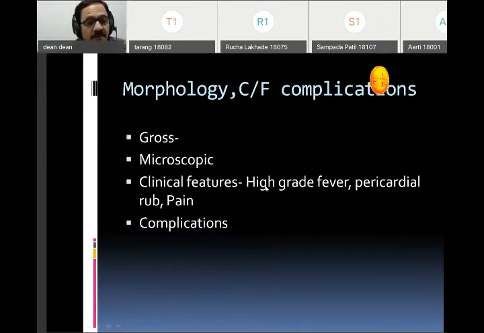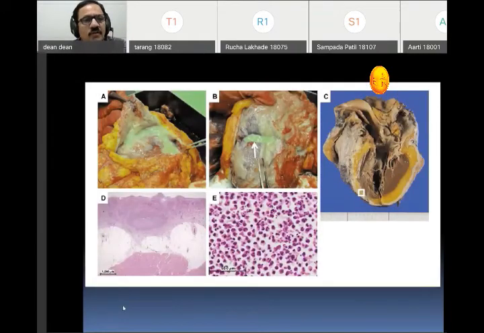So the gross appearance is very typical. You will see that if you try to separate the two layers, they become shaggy, there is a necrotic area, and there is pus formation. So in the next figure you can see it very well. This is at the pericardial layers, and you can see a plentiful amount of pus. This is the greenish yellowish pus that can be seen in case of purulent type of pericarditis.